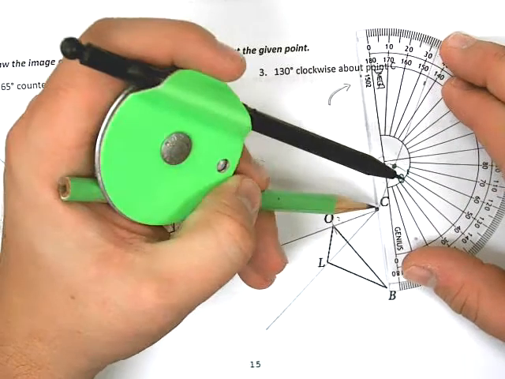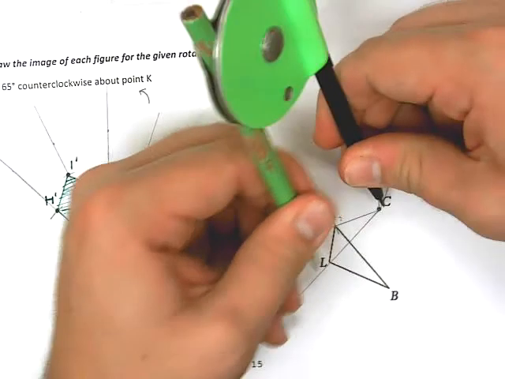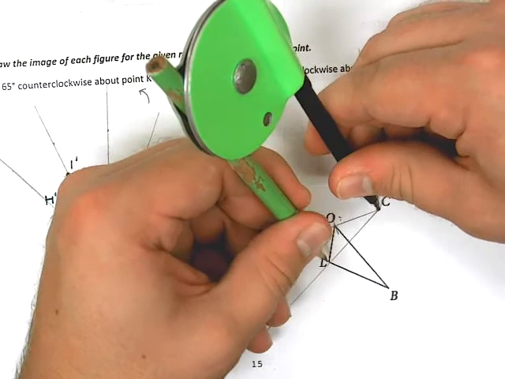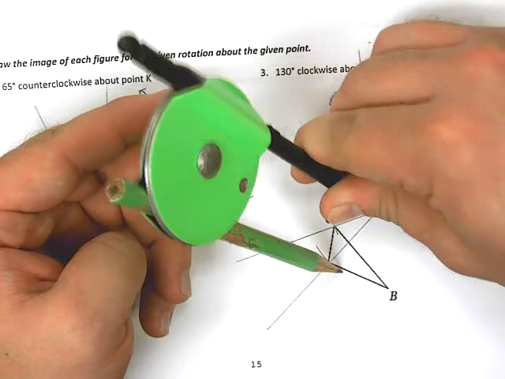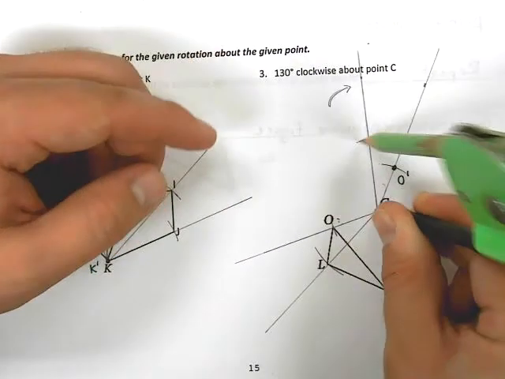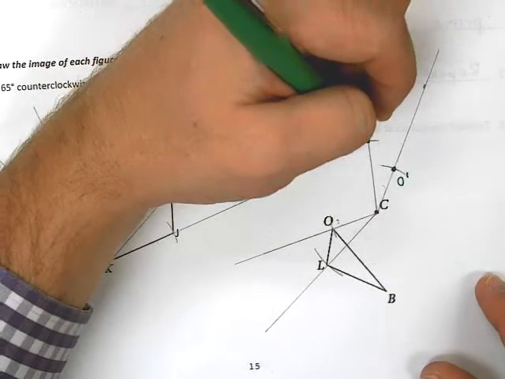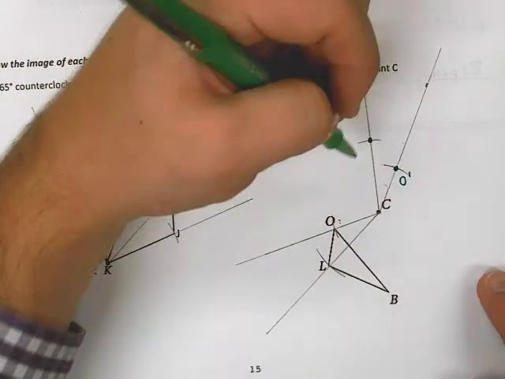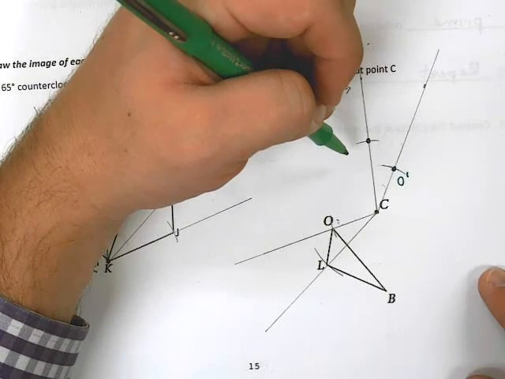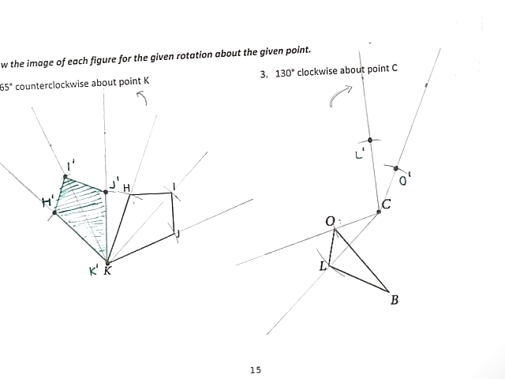So I extend, cool, and then I measure the distance between my center and my original point. Something like that, which means this will be right here. Okay. Let's put this guy over here. Okay, L prime. All right, last one. Last one.